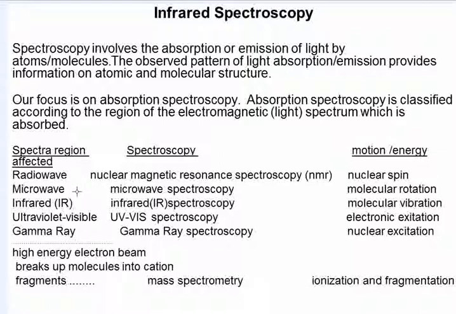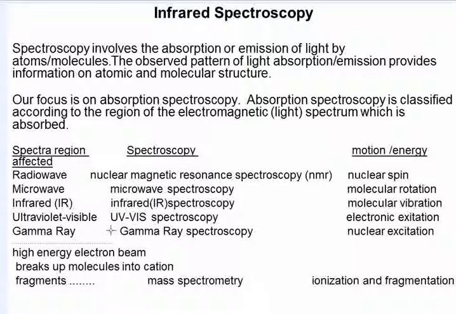There is a microwave spectroscopy, which correspondingly involves absorption of light in the microwave region. Infrared spectroscopy, of course, which is going to be our focus today. Ultraviolet visible spectroscopy involves absorption of light either in the UV or the visible range.